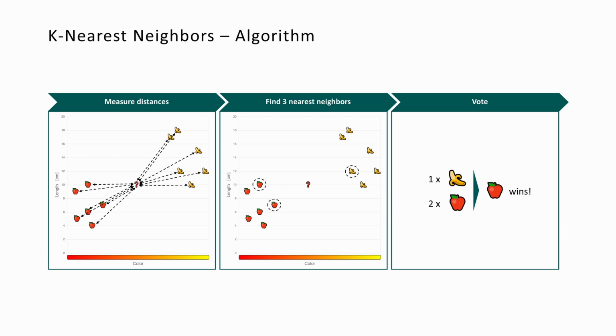Finally, we take a vote amongst the 3 nearest neighbors. If the majority of them are apples, we say that the unknown fruit is also an apple. If the majority are bananas, we say that the unknown fruit is a banana. We could also make more neighbors participate in the vote, but 3 is enough for our purposes. Now let's see if it works.